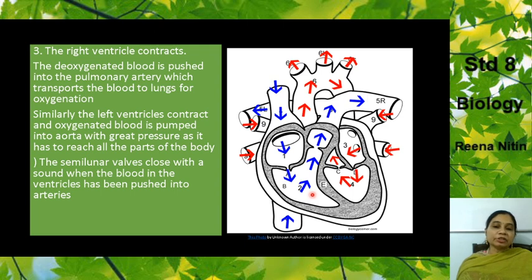Then what will happen after that? The right ventricle will contract. Now when anything contracts, the blood will go away. So when this contracts, the semilunar valves will open up. Similarly this will also contract, so this semilunar valve will also open up. And the blood will then flow into the aorta over here, and here the blood will flow into the pulmonary artery for giving it to the lungs for purification. So this is done.